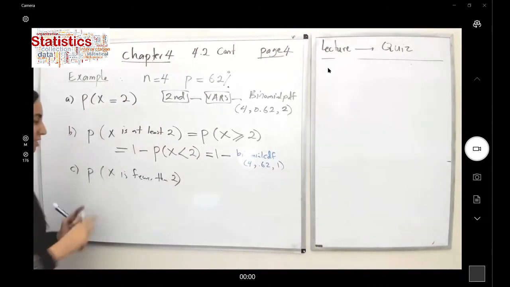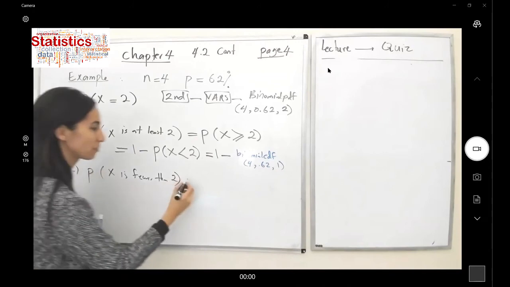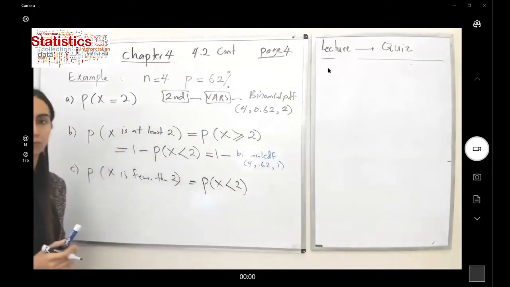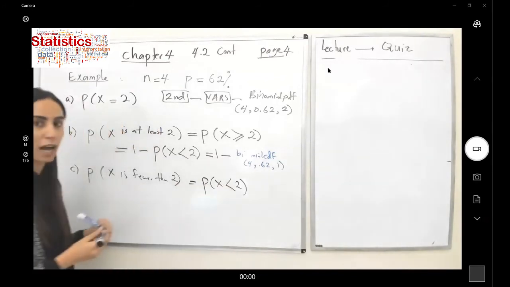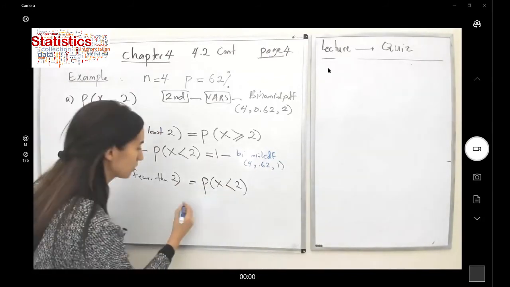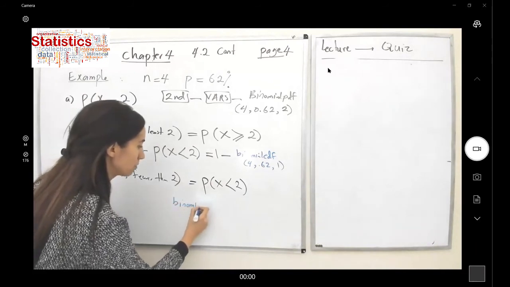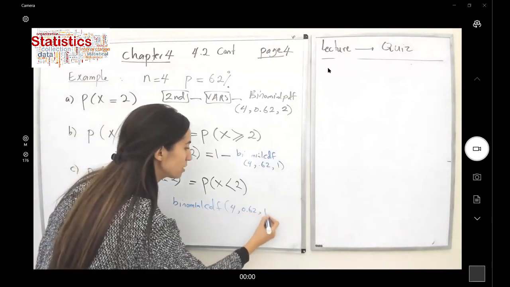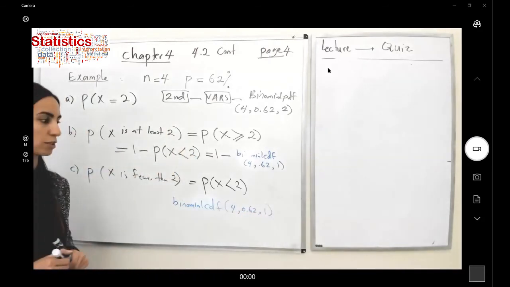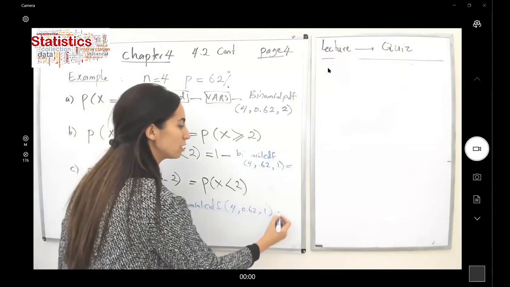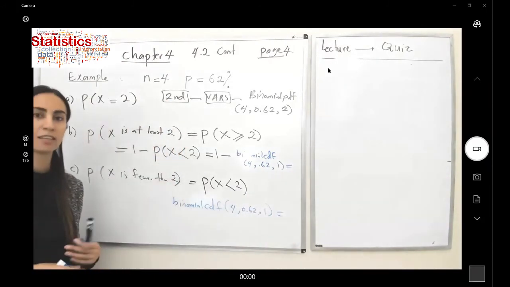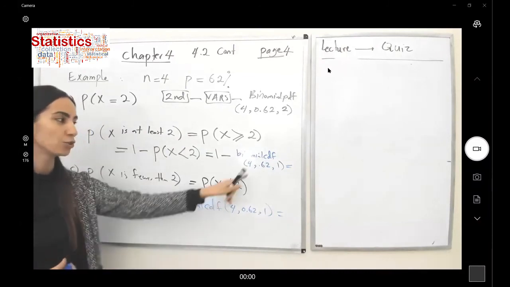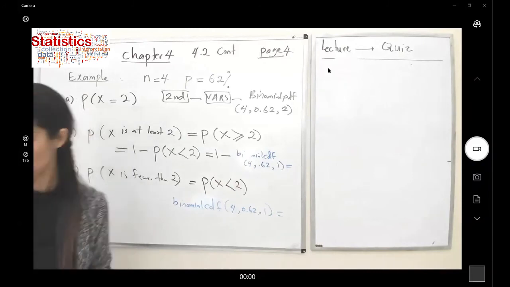Finally, the last one, X is fewer than 2. This one says P of X less than 2. Since it's less than, you have binomial CDF, for 62%, and 2 minus 1, which is 1. So let us use our calculator. We already know the results. We already did our calculation. Let us take a look at our calculator using binomial CDF.